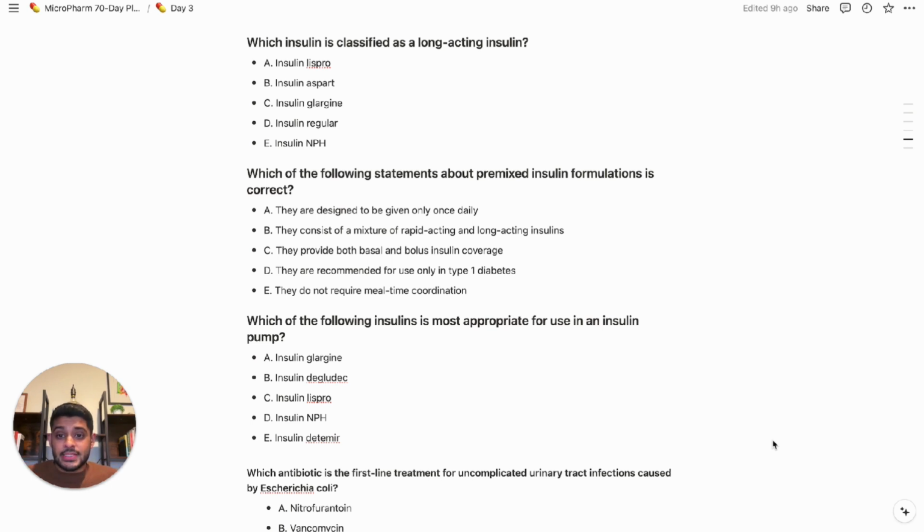So for this, the correct answer was C, they provide both basal and bolus insulin coverage. They are given twice a day, that's why A is incorrect. The reason why B is incorrect, it's a combination of rapid and intermediate acting insulins. D is incorrect because it can be used for type 1 and type 2, and they do require mealtime coordination. Which of the following insulins is most appropriate for use in an insulin pump? Glargine, degludec, Lispro, NPH, or detemir?